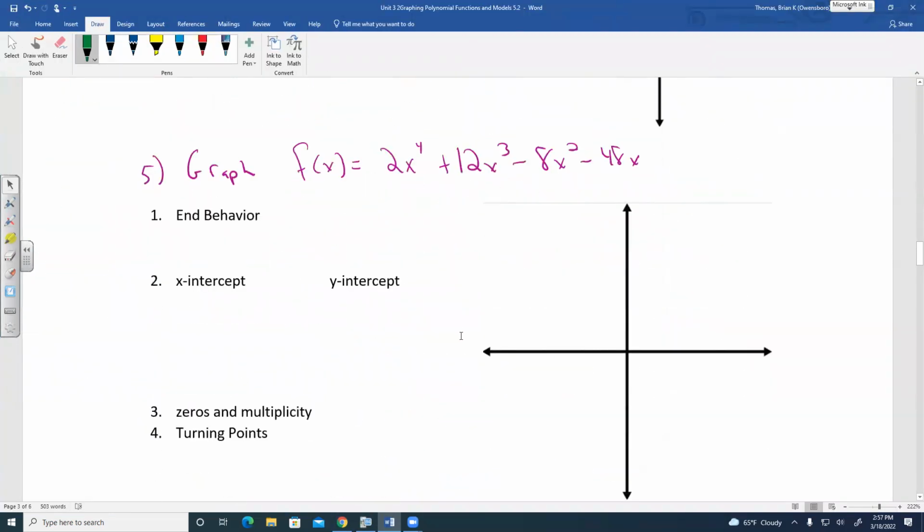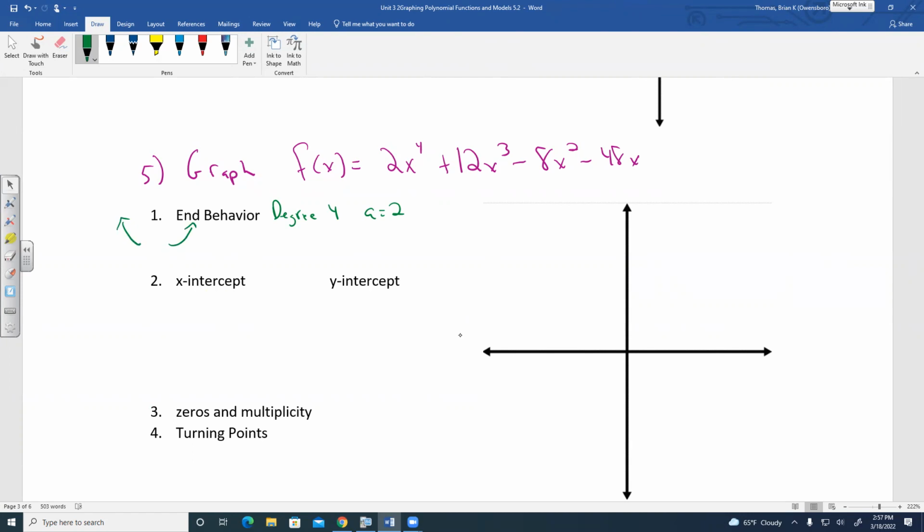So if I want to graph 2x to the 4th plus 12x cubed minus 8x squared minus 48x, that's a handful. So to start with, though, we have end behavior. Notice how the degree is a 4. And A is a 2. So that means since the degree is even, they both finish the same direction. And since A is a positive 2, that means that both sides are going to finish up. So the left side is going to finish up somehow, and the right side is going to be finishing up.